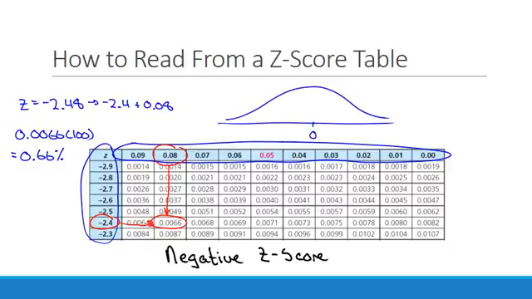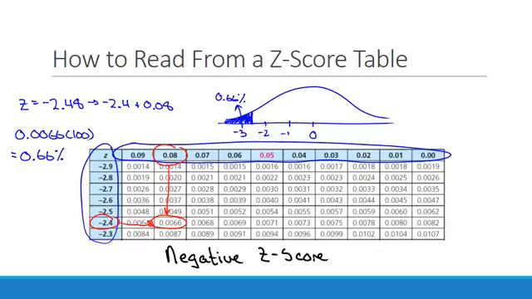Meaning if I drew this up, to give you a bit of a visual here, my mean is 0. What was my z-score? Negative 2.48. So that's quite negative. Negative 1, negative 2, negative 3. So negative 2.5 basically is right here. If I shade this in, this shaded area is all the stuff that my data value was larger than, and that works out to be 0.66%. So a really small percentage.